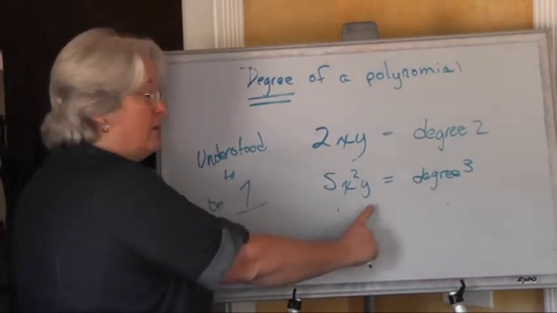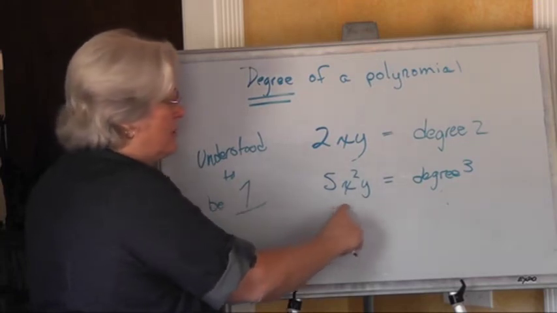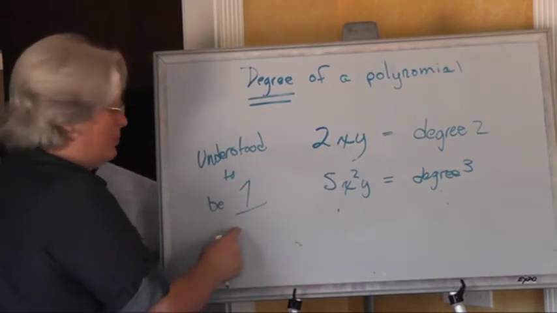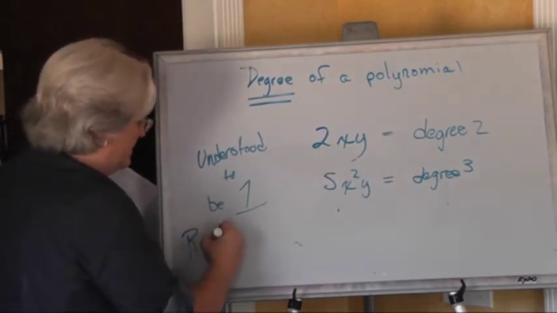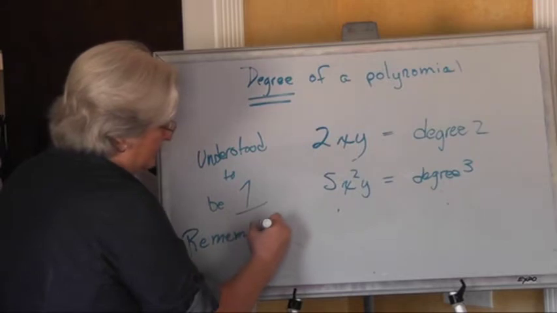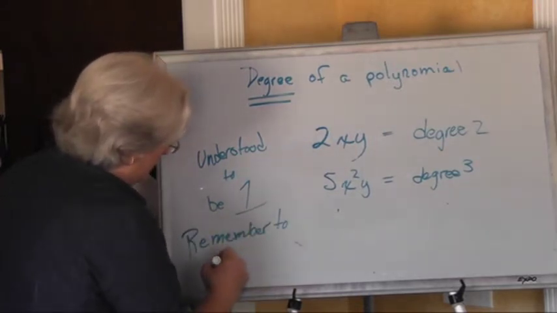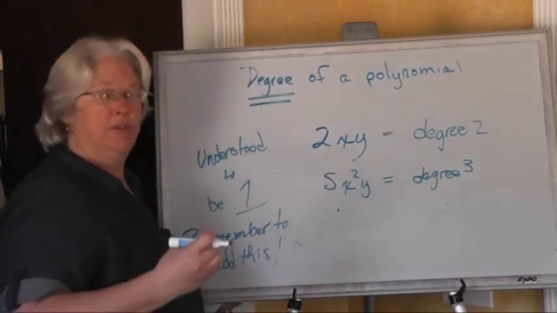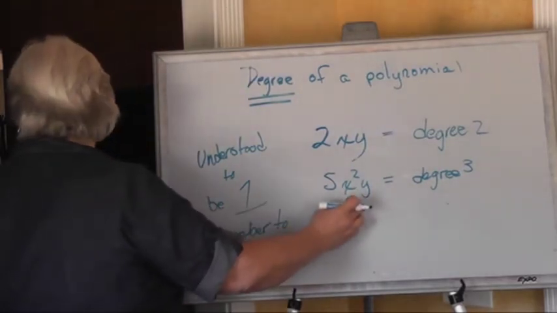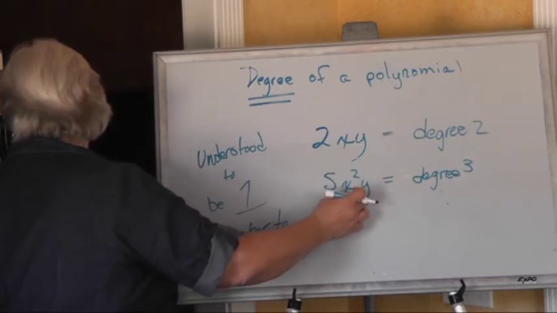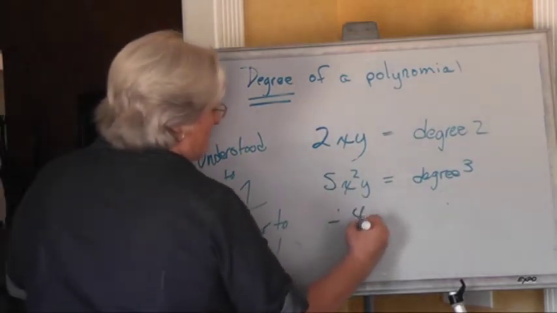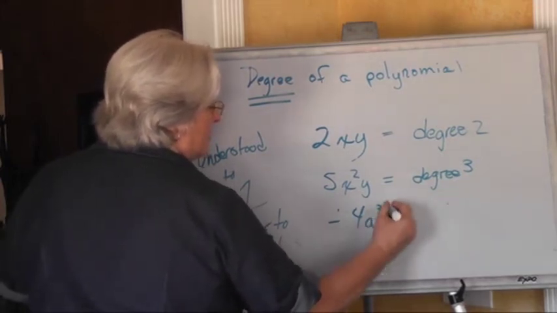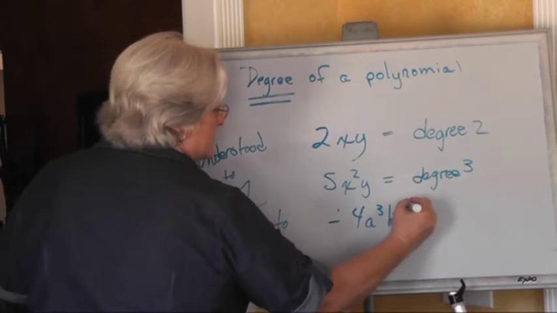The exponent on a single algebraic factor, a single variable, is understood to be 1. Remember to add that when you're considering what degree. Remember to add this to find the degree of the whole entire polynomial. So now let's look at this one. If we have minus 4a cubed bc squared.